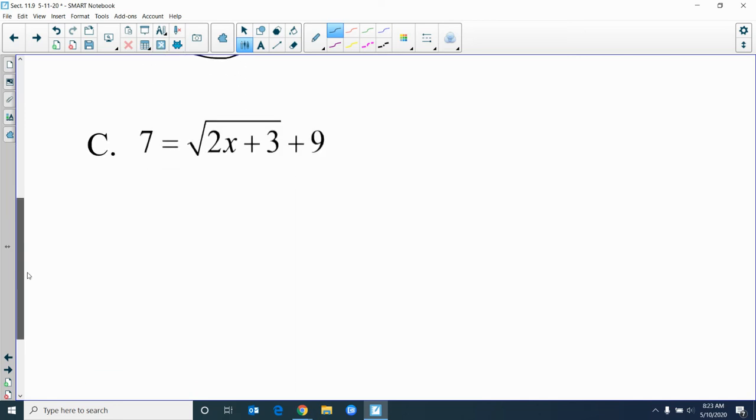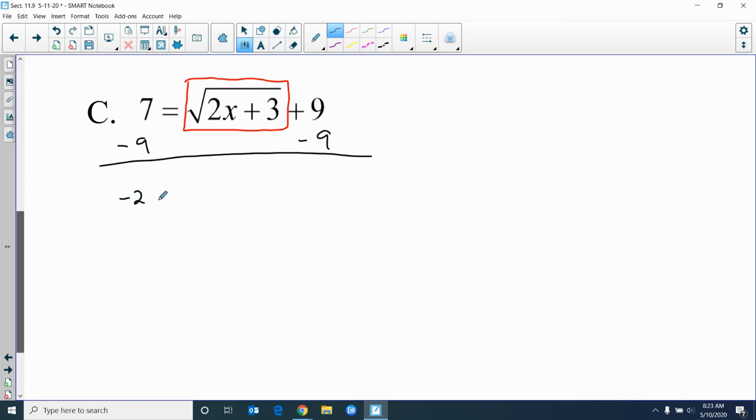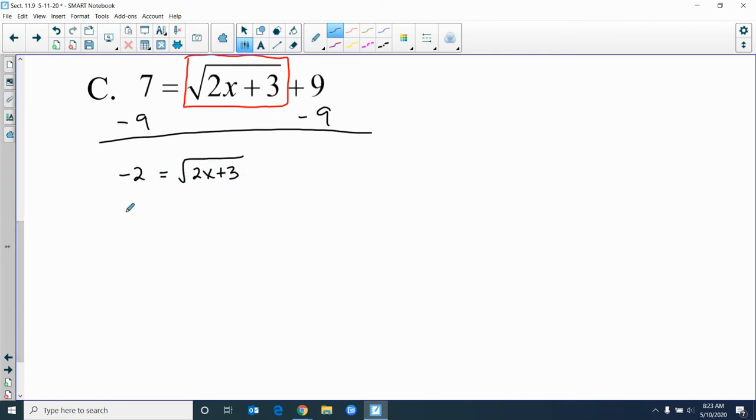All right, let's take a look at this one here. Isolate whatever is in the square root. That means I need to get rid of that plus 9. Want to get rid of that plus 9, you subtract 9. 7 minus 9 is negative 2. Negative 2 equals square root of 2x plus 3.